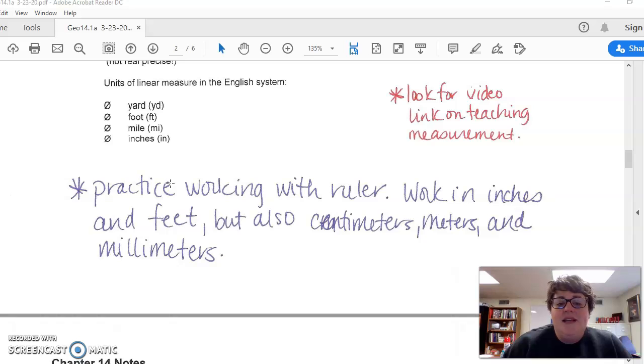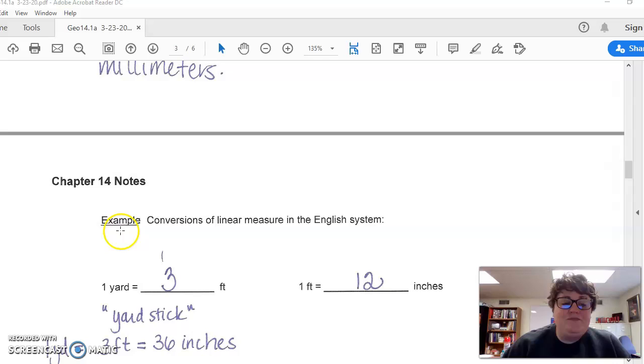Make sure that you practice with a ruler. Know how to measure things in inches and even smaller than inches, in eighths and sixteenths. I'm also going to post a video about how to teach measurement, so you can hopefully get some helpful hints through that. So practice working with a ruler, making sure that you do both inches and feet, but also centimeters, meters, and millimeters, because for some of you, you'll actually be teaching children how to use a ruler. So work with that area.